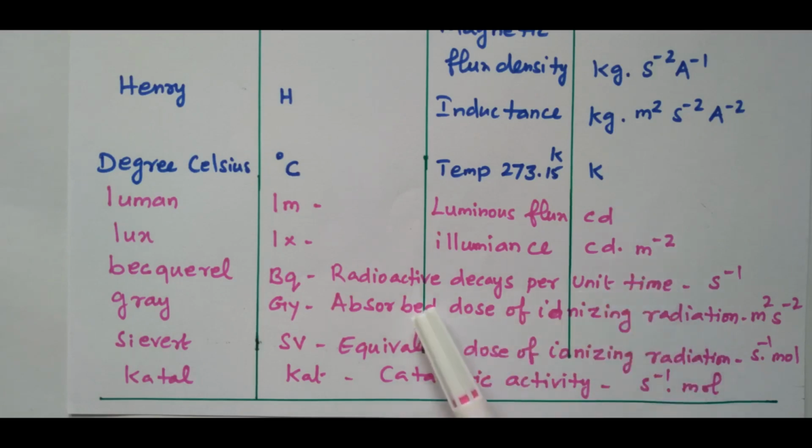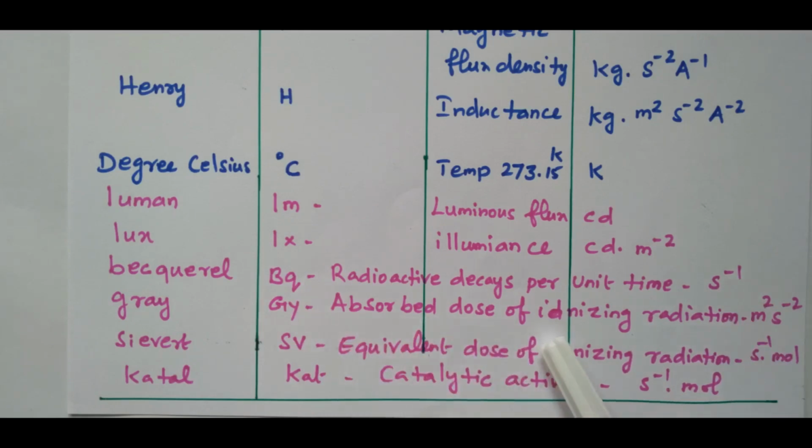Then another four are available. Radioactive decay per unit time. These are all based on radioactive radiations. Becquerel is the unit. Bq is the symbol. s power minus 1.